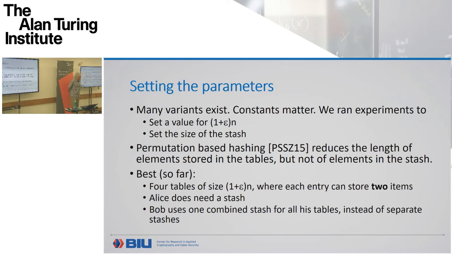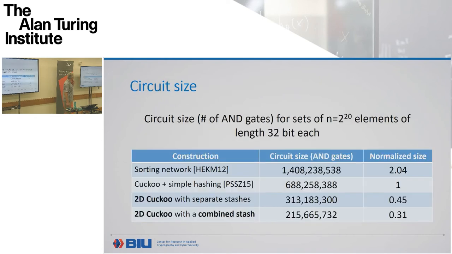So we needed to set the parameters; we ran experiments for what f should be and what the size of the stash should be. We use something called permutation-based hashing so we can store fewer items in each bin. And we used four tables of size n where each entry can store two items. In the version that I describe here, Bob needs to use a stash. Alice doesn't, Bob needs to use one. I won't say why. Okay, so here are the results.